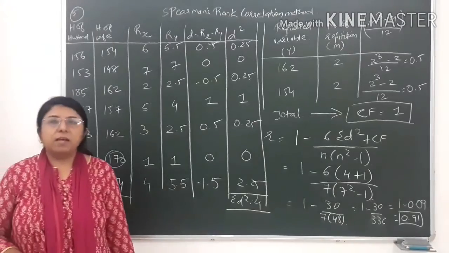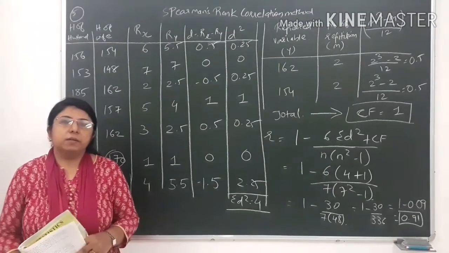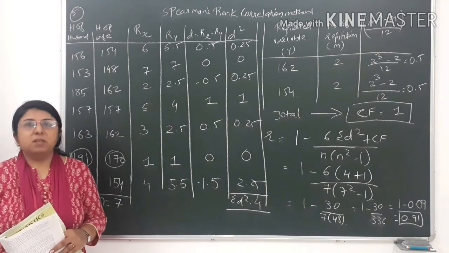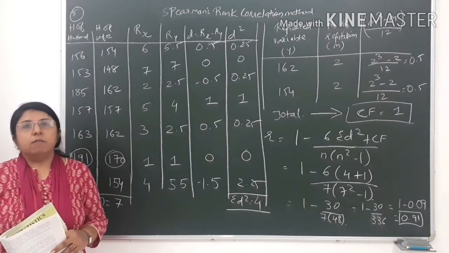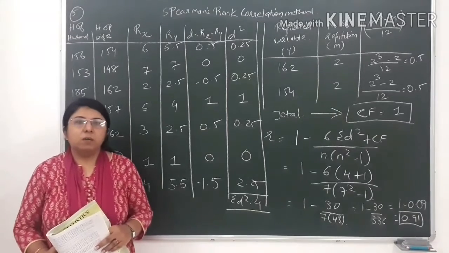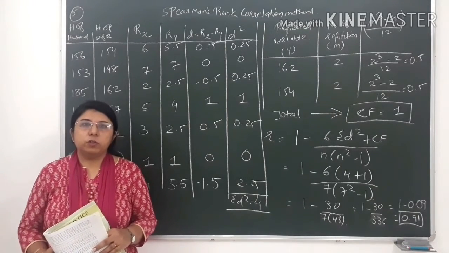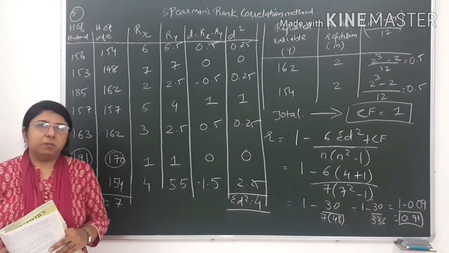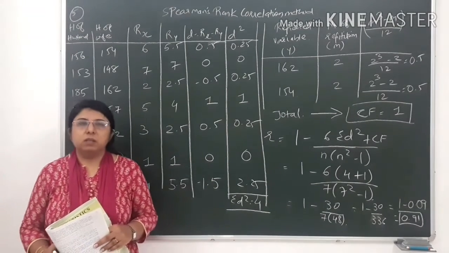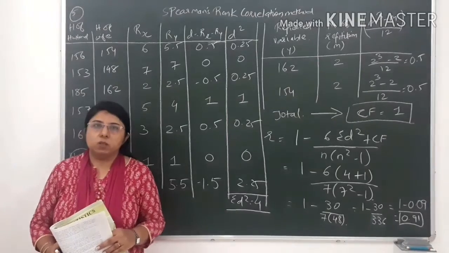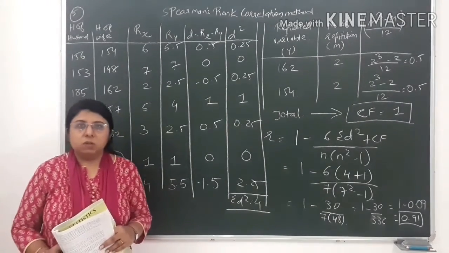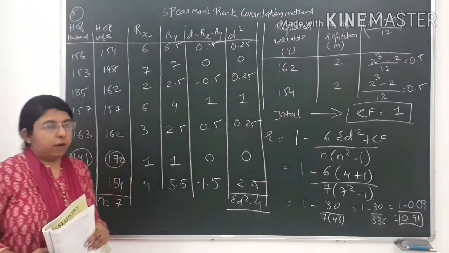Students, in the last video lecture I had started the third method of correlation coefficient, that is Spearman's rank correlation coefficient. We had understood the formula by which we can find the correlation coefficient by Spearman's method, and we had done two practical sums of exercise 2.3, that is question number 1 and question number 4. Now in this video lecture I am going to continue with the same exercise, question number 5.